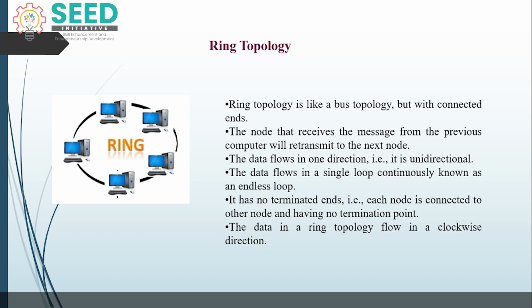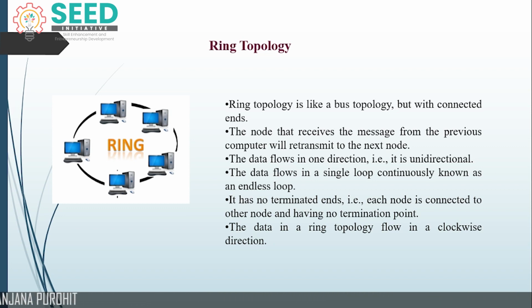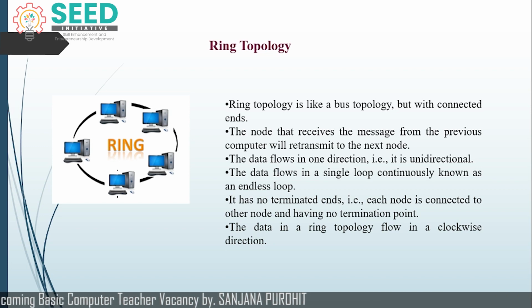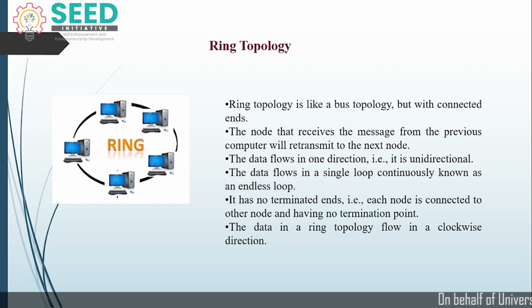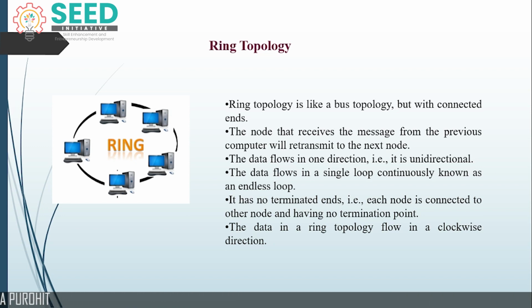Next is the ring topology. Ring topology is like a bus topology but with connected ends. The node that receives the message from the previous computer will retransmit this message to the next node also. It means every station or computer system is connected with two immediate or adjacent stations or computer systems. The data flows in one direction, or we can say it is a unidirectional system.